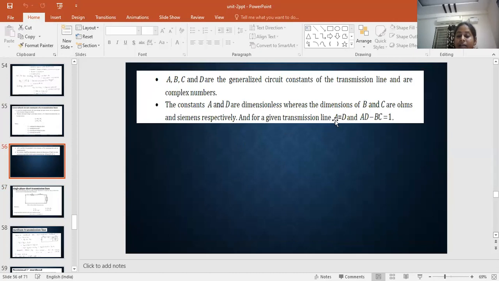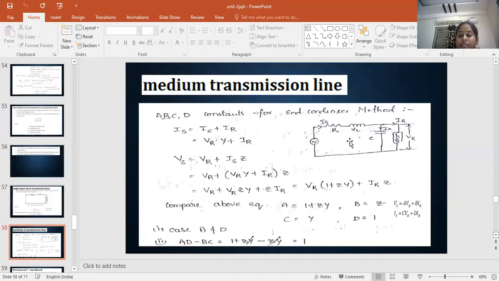For the given transmission line, two conditions must be satisfied, and only then will the ABCD parameter calculation be done for that transmission line. The first one is A equal to D, and the second one is AD minus BC equal to 1.